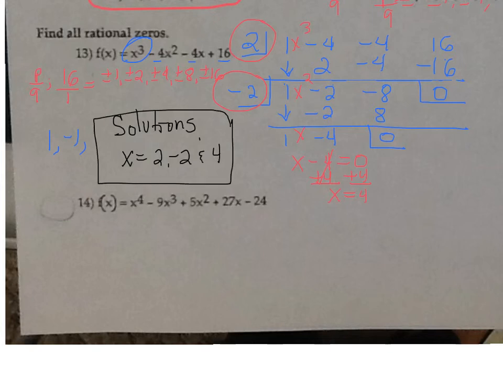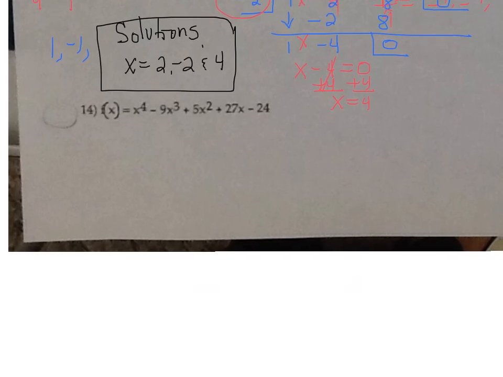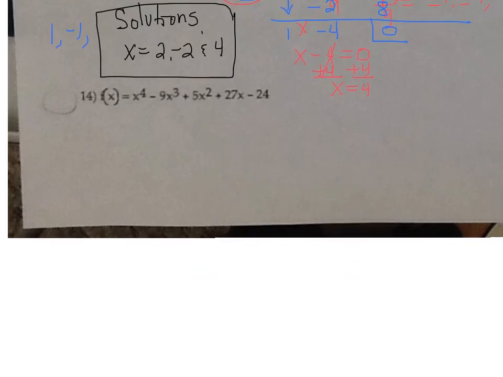Any questions on 13? No? Okay. Now let's go ahead and try number 14. And we're going to split this out so we can speed up the process. But let's go ahead and set it up first. First step, let's find P over Q. What's P? -24, and Q is 1. So here I get my factors.